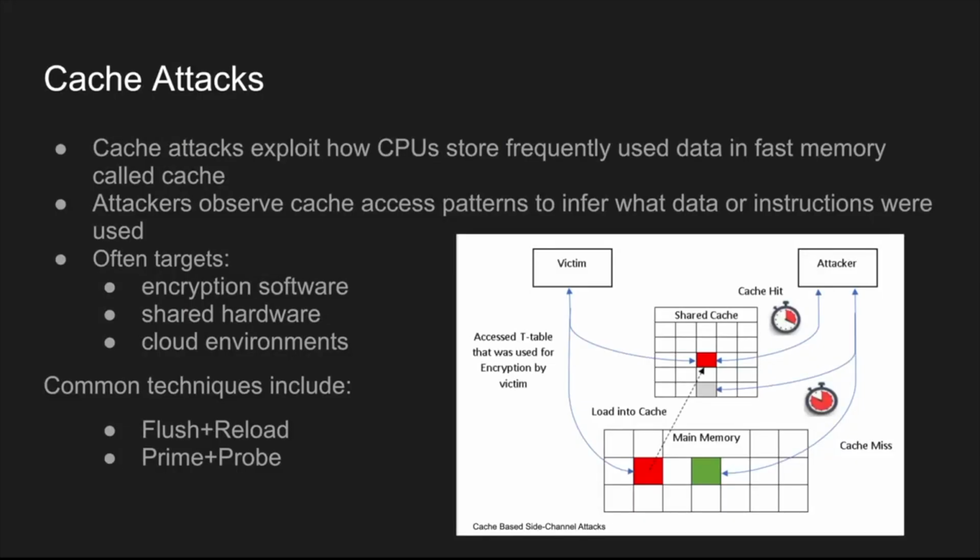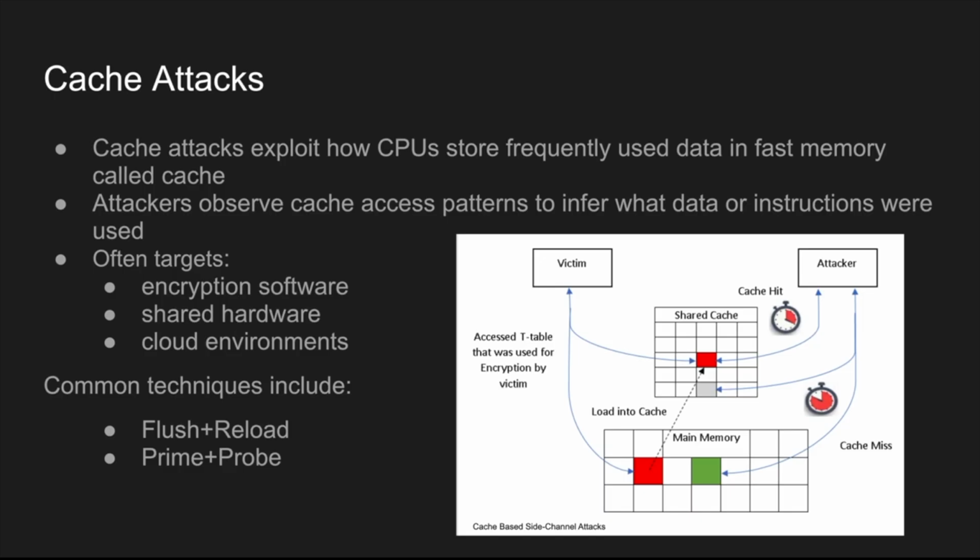The next type of side channel attack I'm going to talk about is cache attacks. Modern processors use caches to speed up performance by storing frequently accessed data in faster memory. However, this performance optimization can unintentionally create a side channel leak. If an attacker can observe which parts of the cache are being accessed, they may be able to infer what data or instructions a program is using.